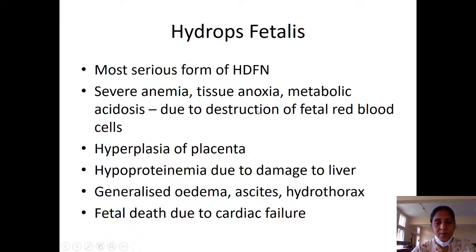And because of the hypoxia, there will be damage to the liver, and as you know, the proteins are produced in the liver, so there will be hypoproteinemia. And because of this hypoproteinemia, there will be generalized edema, ascites, and hydrothorax. It is called hydrops, where there is collection of fluid under the skin, in the liver, the peritoneal cavity, the thorax, everywhere, because of the hypoproteinemia. The intravascular fluid comes out to the tissues. Fluid collection everywhere. Sometimes there may be fetal death because of cardiac failure.